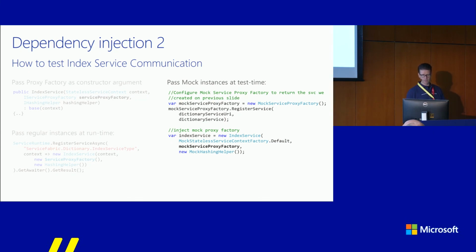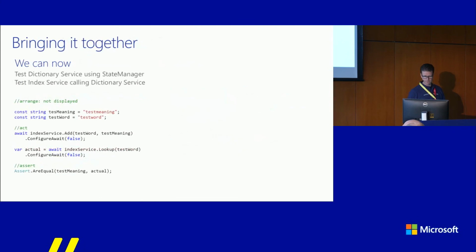And the next step would be to actually execute that test. So, bringing it all together, we can now use that dictionary service using the state manager in two situations. We can apply our unit test to that dictionary service, but we can also use that same mocked dictionary service as a variable for our indexing service. All right, if this is a little bit vague, I can zoom in a little bit on the code, and you can actually see it running.